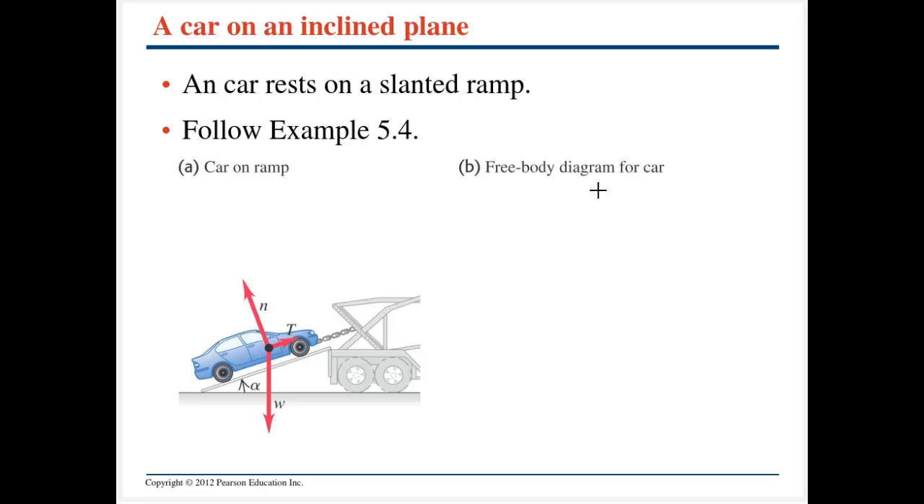Now looking at a car on a ramp, it's a little bit more interesting. If you have a car on the ramp that's being held upwards, so the car rests, acceleration is equal to 0. It's being pulled upwards with some tension force at some angle, and the car's weight always acts in the downwards direction.